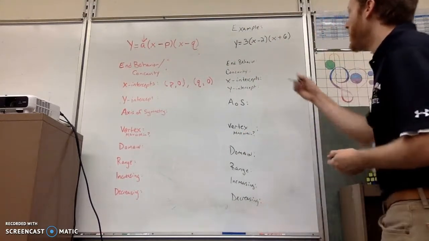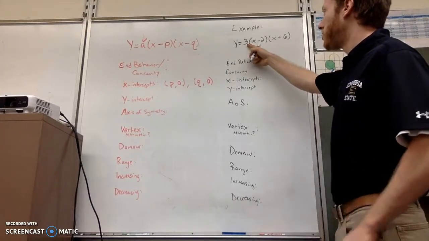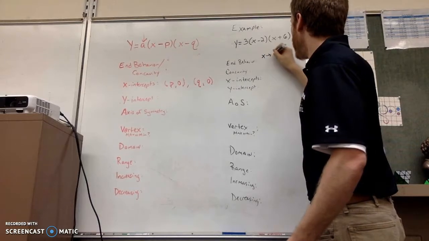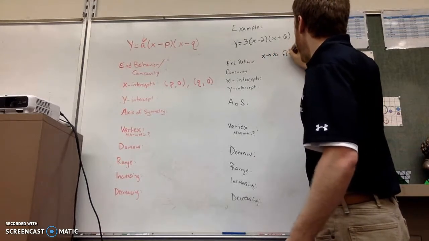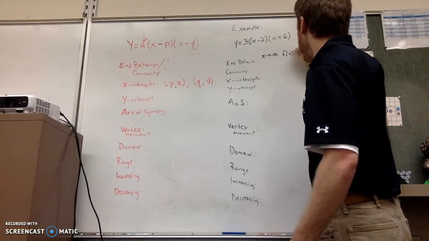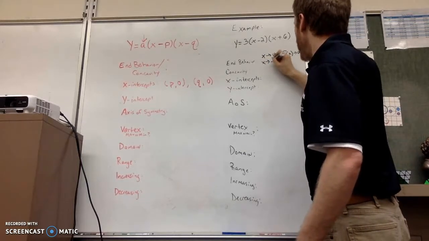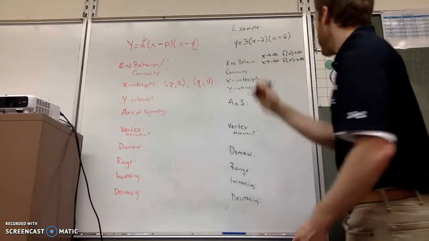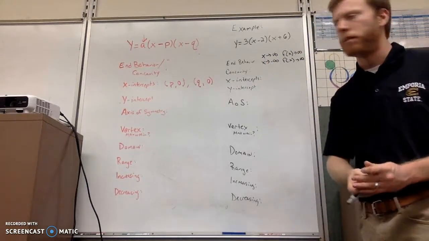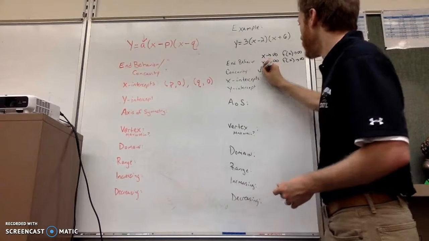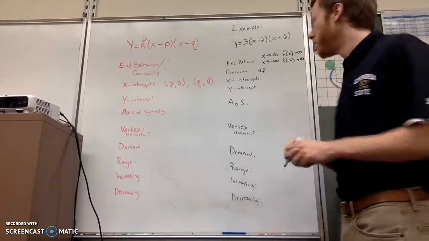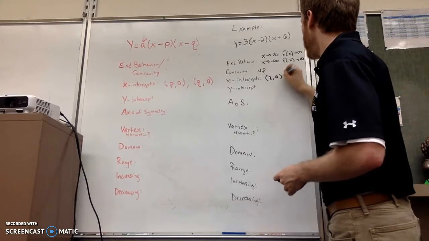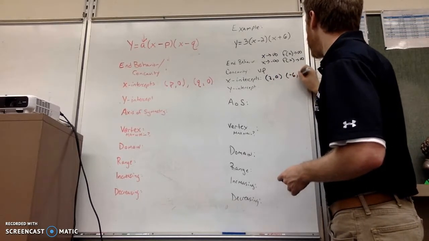Just real quick, I'll jump over to this problem here in black so you have an idea of what's happening. For end behavior, a is 3, so it's greater than 0. So as x goes to infinity, f of x goes to infinity. As we go to negative infinity, it's still going up. So, up and up. Concavity: concave up like a cup. The intercepts are going to be (2, 0) and (negative 6, 0).